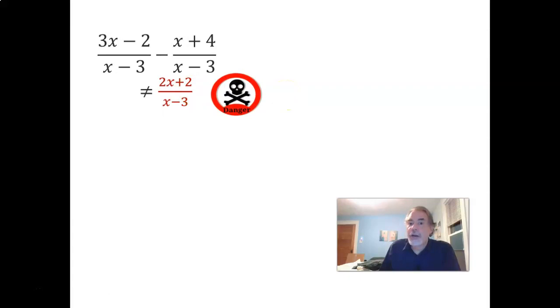Something's wrong here. This is a common mistake that I see people make all the time, but it is a mistake. Can you see what's wrong here? I should have subtracted the 4. The minus here applies to this whole thing, the whole x plus 4. So I am subtracting the x and I'm subtracting the 4.